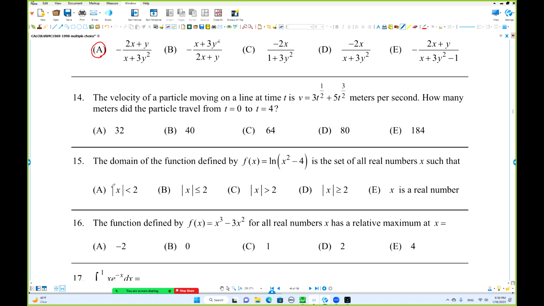All right, number 14. The velocity of a particle moving on a line at time t is 3t^(1/2) + 5t^(3/2). How many meters did the particle travel from t = 0 to 4? Travel distance.